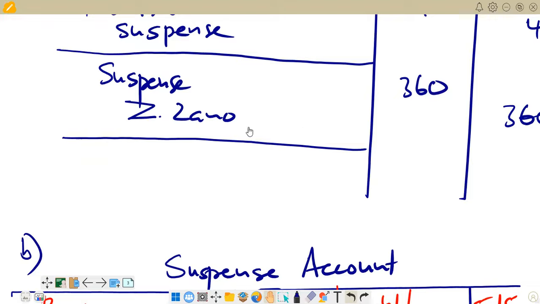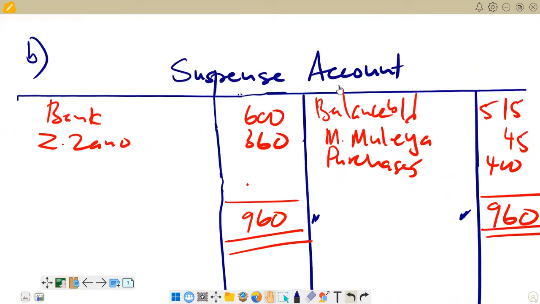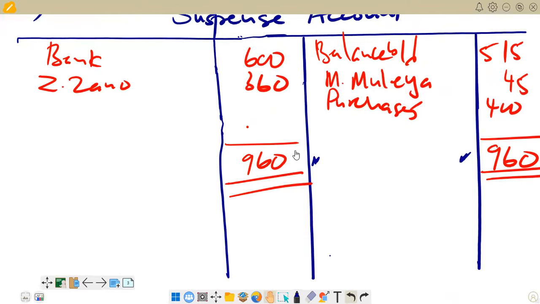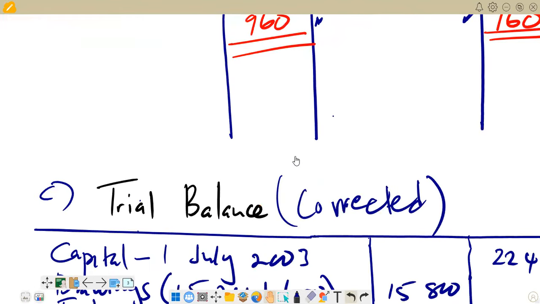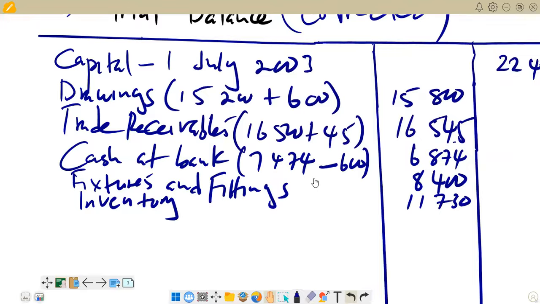Remember, Zanu is a creditor, and the creditor is credited. Trade payable is a normal credit balance. So when we're crediting, we are adding. So we are going to add 360 to the amount of trade payables that we have. Right. So that's what we have on trade payables.